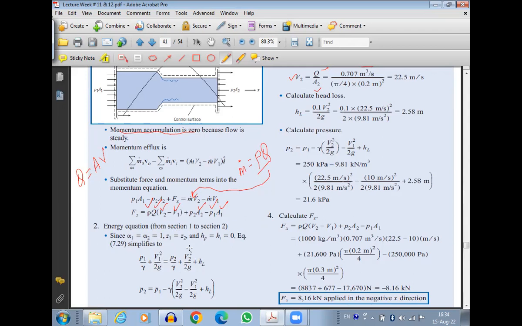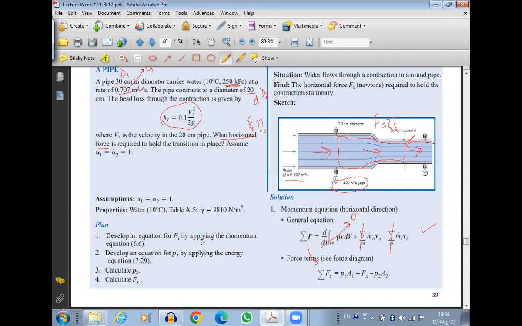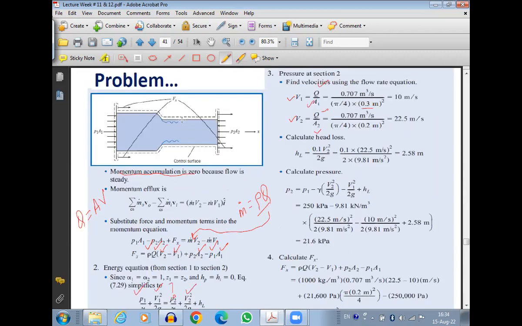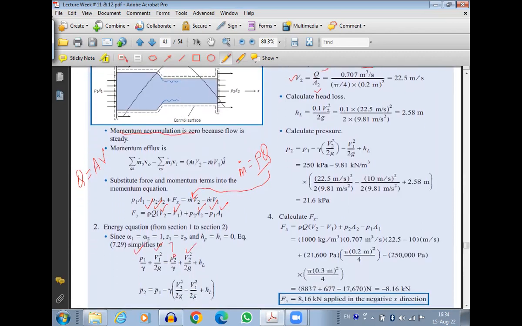Now V1 and V2 we already calculated. P1 is given in the question, and P2 we need to determine. HL is not known right now, but it was given in the question that HL equals 0.1 times V2 square upon 2g. So HL is a function of V2, and since we know V2, we know HL. So here we can just substitute the values.